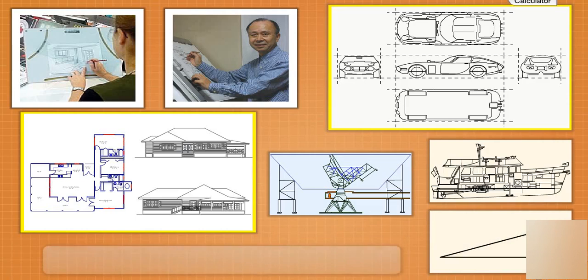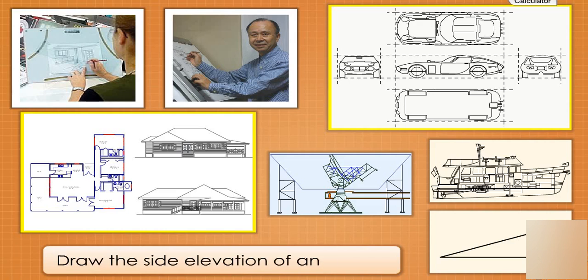Previously, we have learned how to draw the plan and the front elevation. Today, we are going to learn how to draw the side elevation of an object.